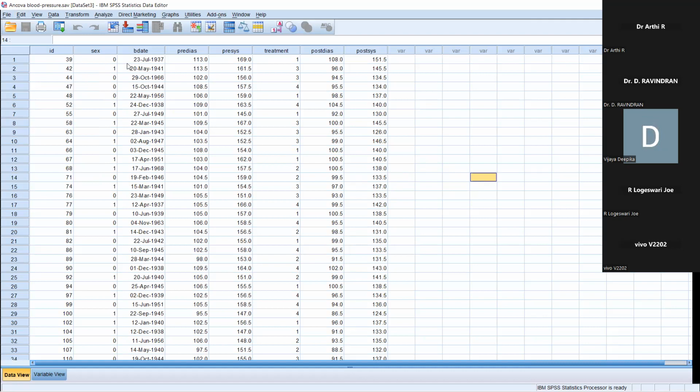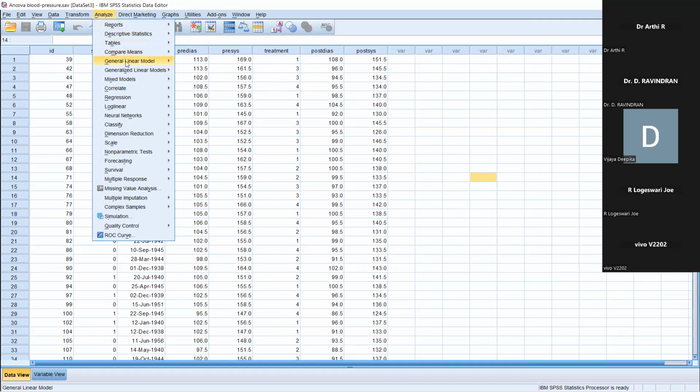Here you have ID, sex, birth date, pre-diastolic pressure, pre-systolic pressure, treatment, post-diastolic pressure, post-systolic pressure. So we are going to control the pre-diastolic pressure by putting it as a covariate, and we are going to see how the post-diastolic pressure varies among the different treatment groups. Okay, so this is the objective of the study.